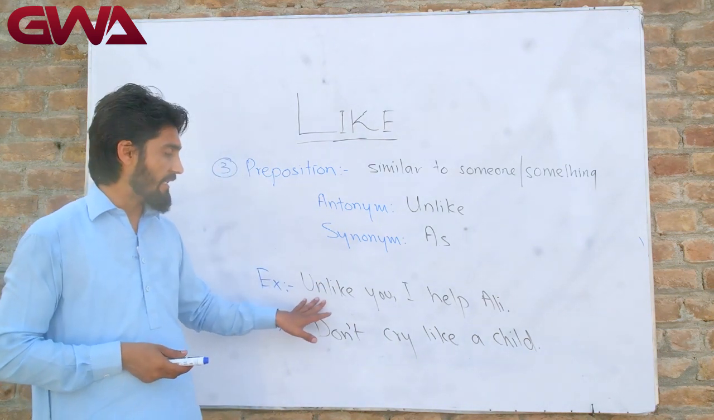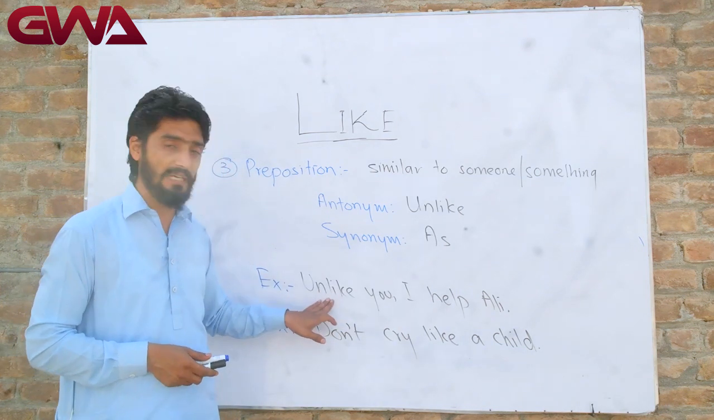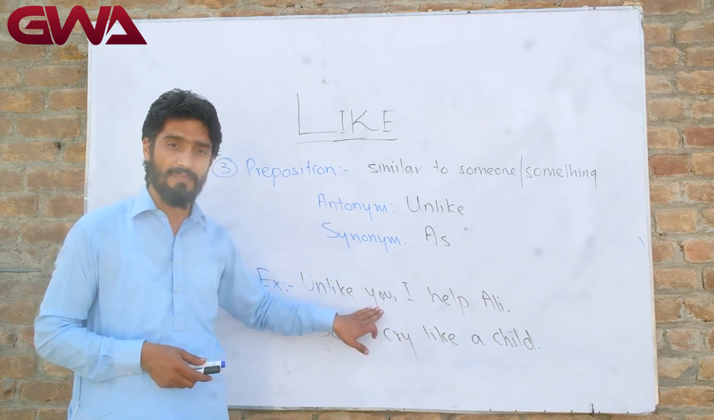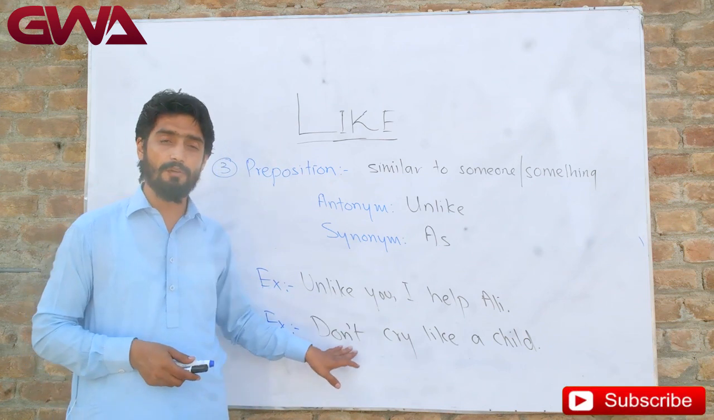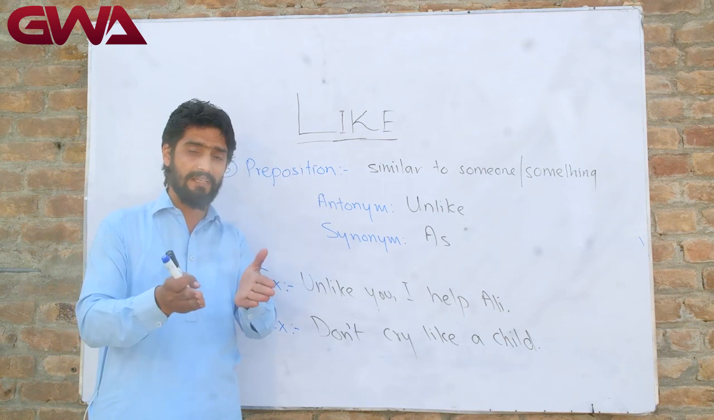Example: unlike you, I help Ali. I used unlike. It means that I and you are different. I'm not like you. Another example: don't cry like a child. You are not a child, but you cry like a child.